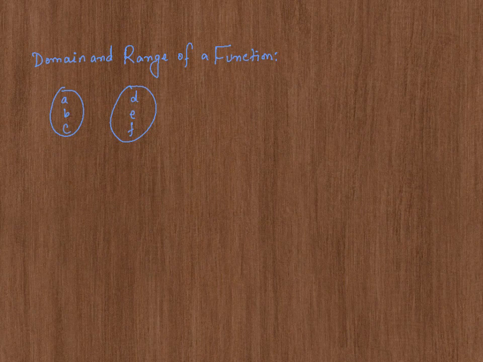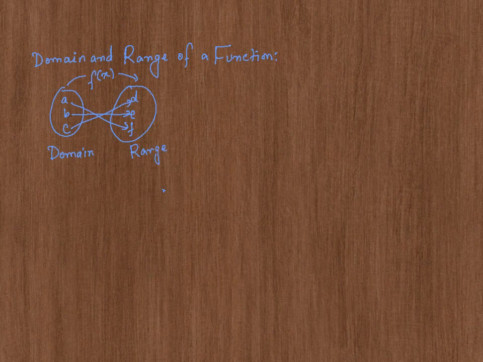I have three items here in the first set and three items in the second. So A gets mapped to F, B gets mapped to E, and C gets mapped to D. And the notation for a function is f of x. So it takes an item in the first set and maps it onto the second. Now the items in the first set are called the domain of a function, and the items in the second set are called the range of a function.